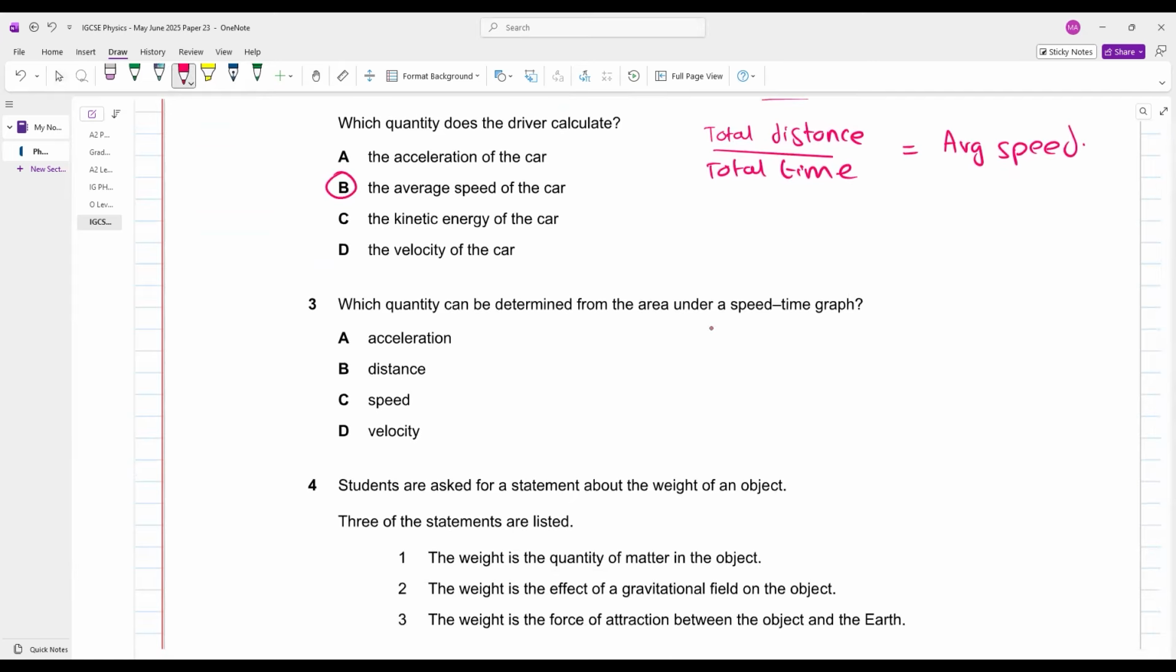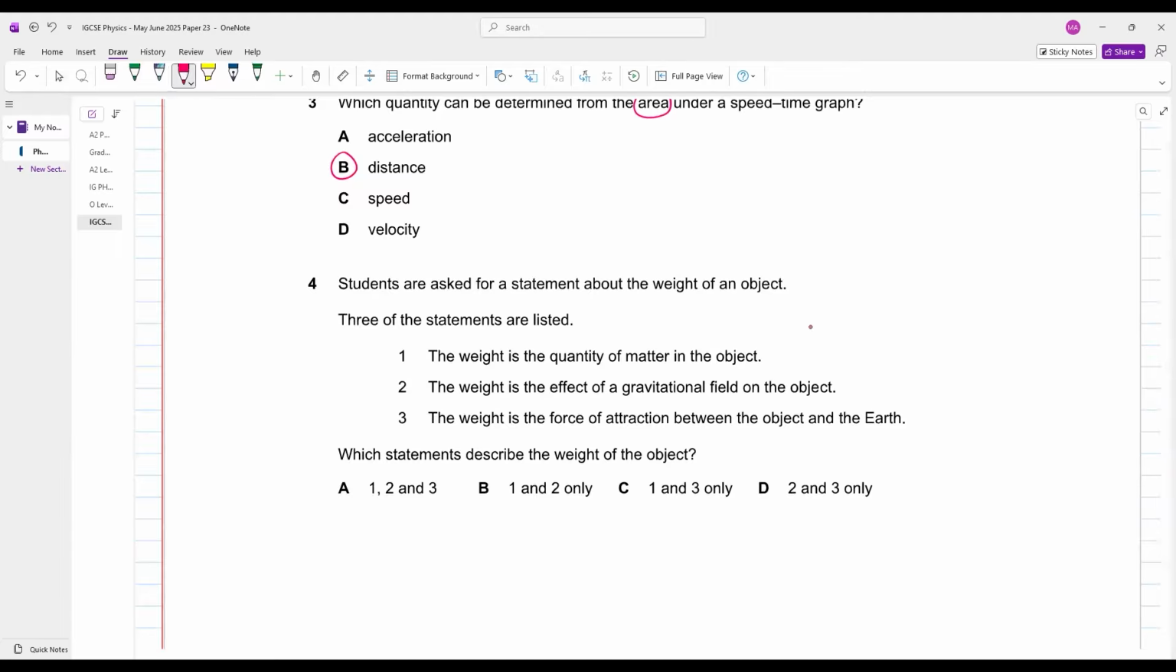Which quantity can be determined by the area under the speed time graph? What does the area under the speed time graph give you? Distance. B is your answer. Come to question 4. The students are asked to determine.